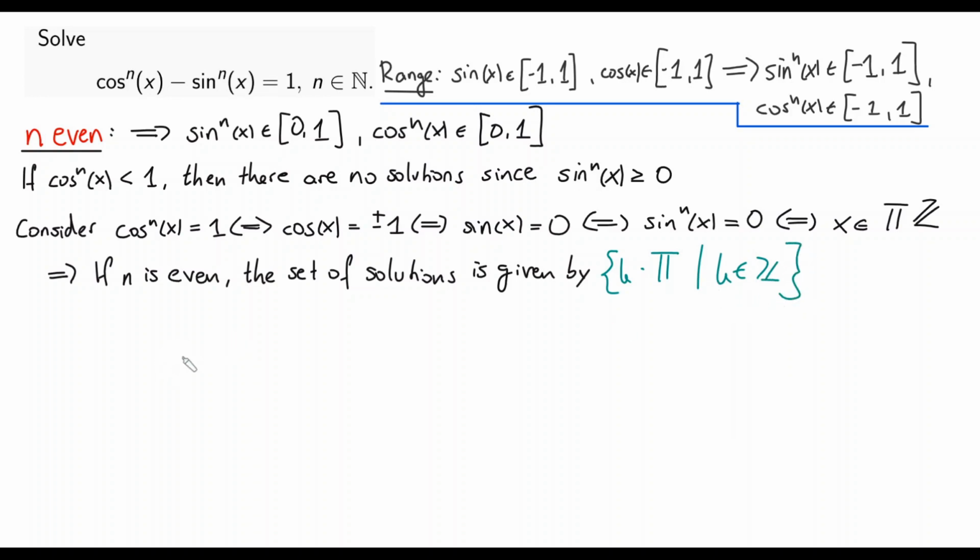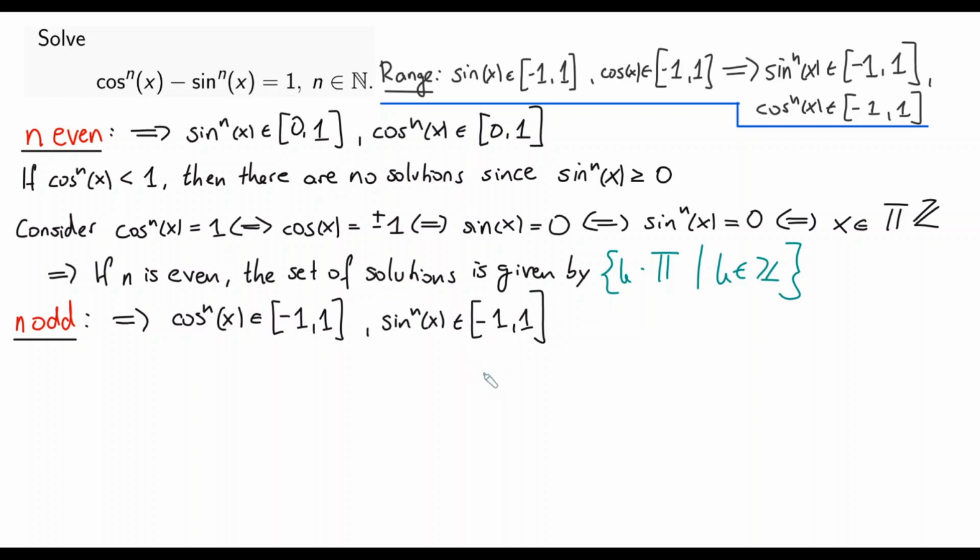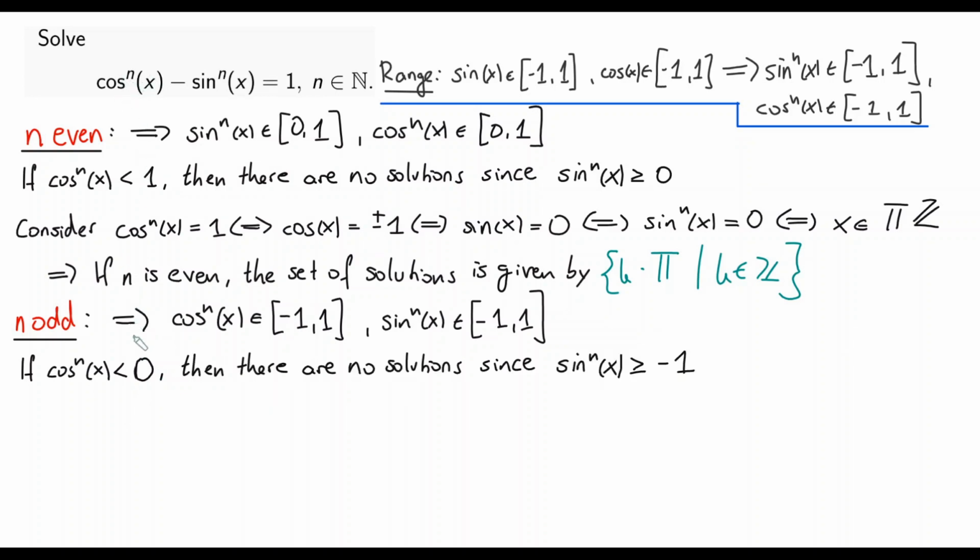Next, we can consider the case where n is odd. Here we have no restrictions to our range, but we can still make two similar observations as we did in the even case, where we argued that there are no solutions to the equation when cosine to the nth is smaller than 1. And here in the odd case, similarly, we can say if cosine to the nth is smaller than 0, then there are no solutions, because then sine to the nth would have to be smaller than -1. But of course, that would be out of the range.